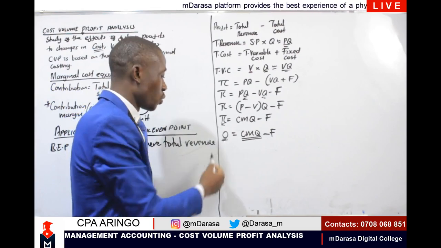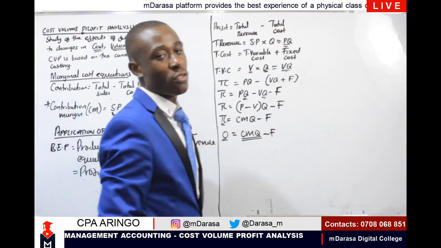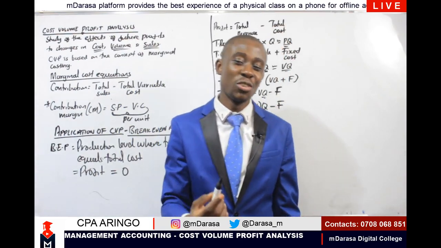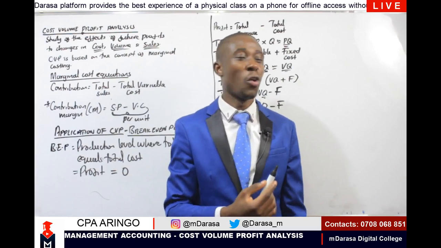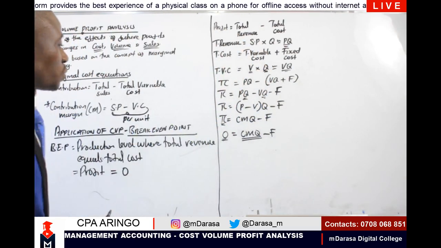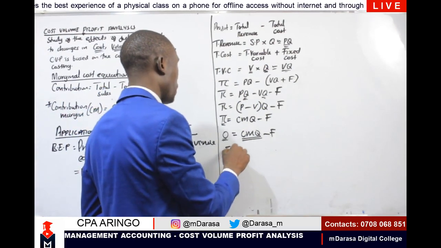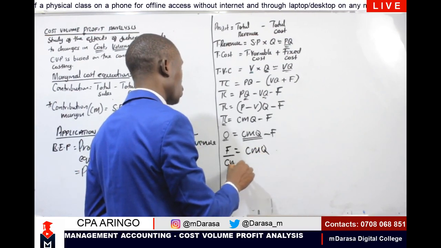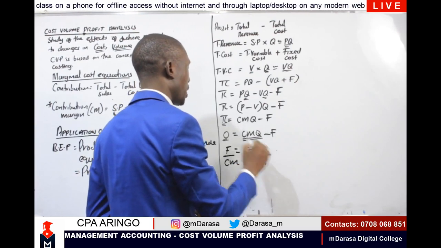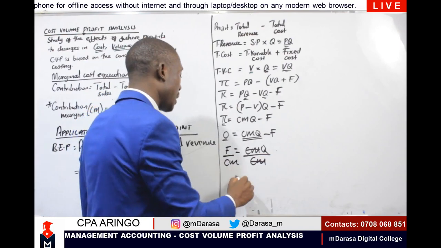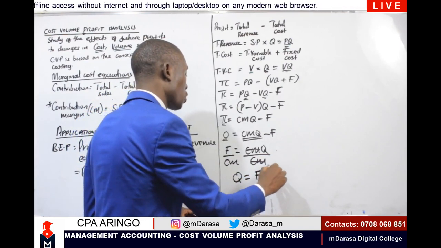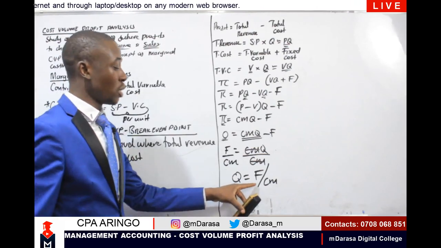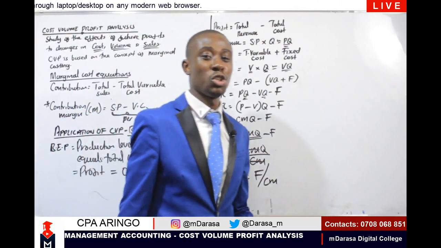So if my profit is equal to zero, I need to make Q the subject of this formula. Can we really do that? Of course we can. So F is equal to CMQ. I need Q to be the subject, so we divide by our CM. That will cancel out. So we can say that my Q is equal to fixed cost over contribution margin. Our Q, therefore, is equal to fixed cost divided by our contribution margin.